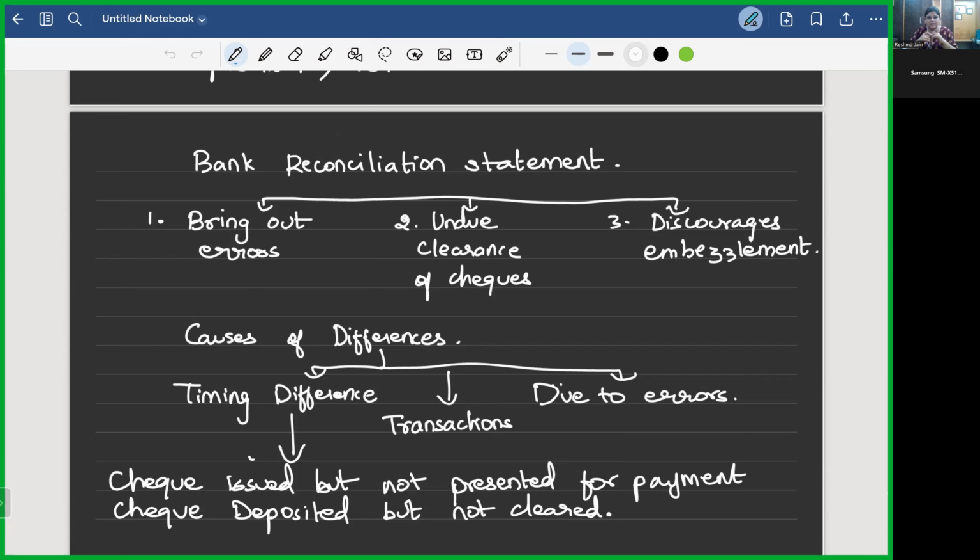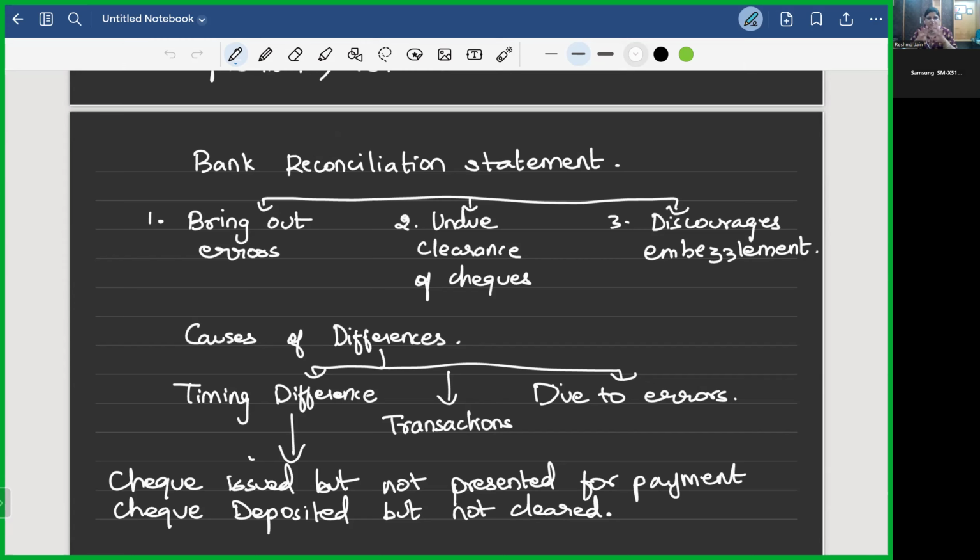Now, what are the other differences? Transactions. The bank will directly collect dividends and interest. We will not know until we take a printout of the passbook and check. Only then will we know, and we'll record it at that time. So due to certain transactions, there can be a difference between the cash book and the passbook. Due to errors, there is a possibility of error in the cash book, but a minimal possibility in the passbook. So due to errors, there can be differences.